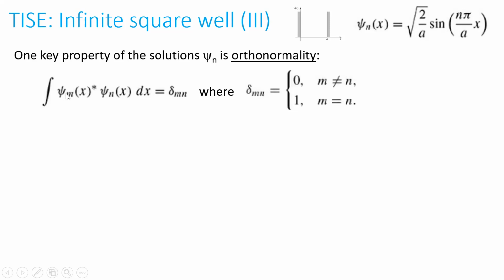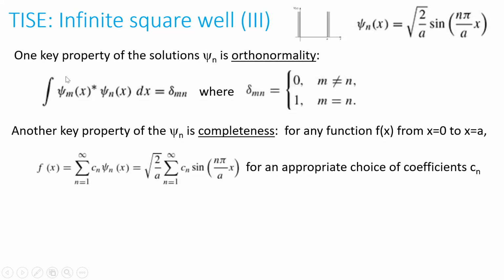If they're different, like the integral of psi 2 star psi 1, this little delta here is called the Kronecker delta. And if m is not equal to n, so 2 is not equal to 1, that's 0. Okay, and this is a very useful property. It says that those are orthogonal, and since they're normalized also, they're called orthonormal. Okay, so that's one key property of the solution.